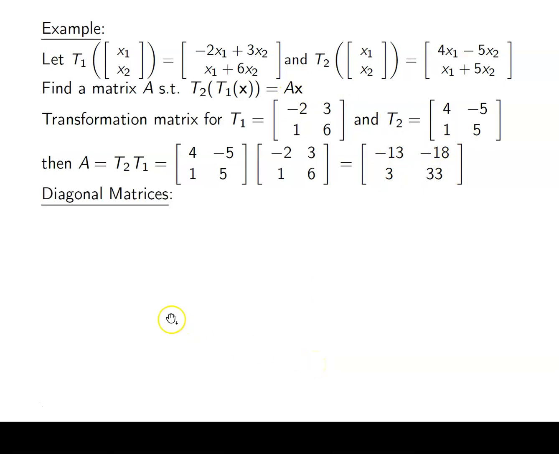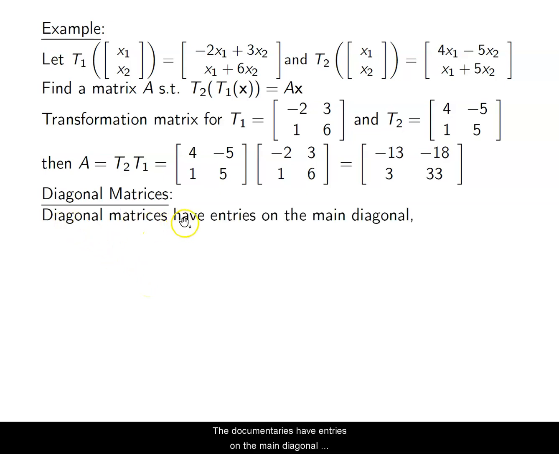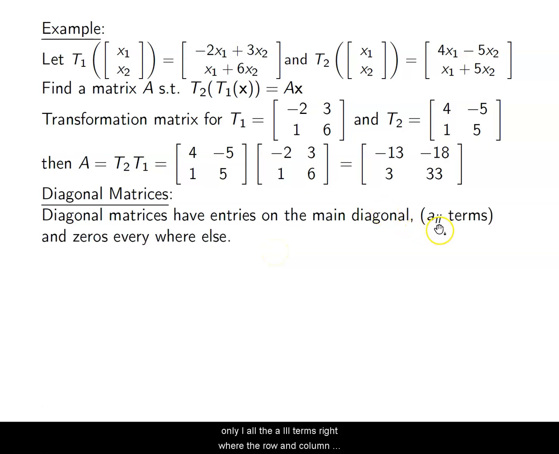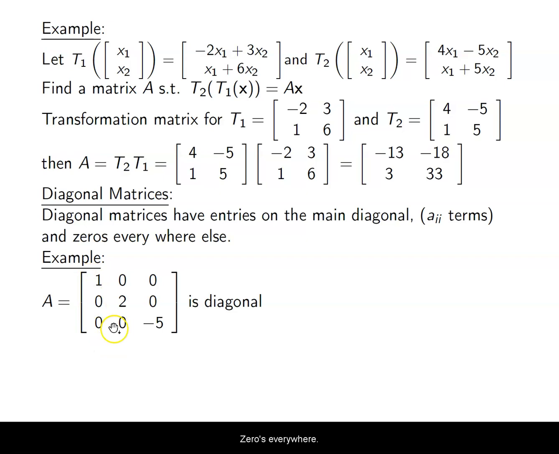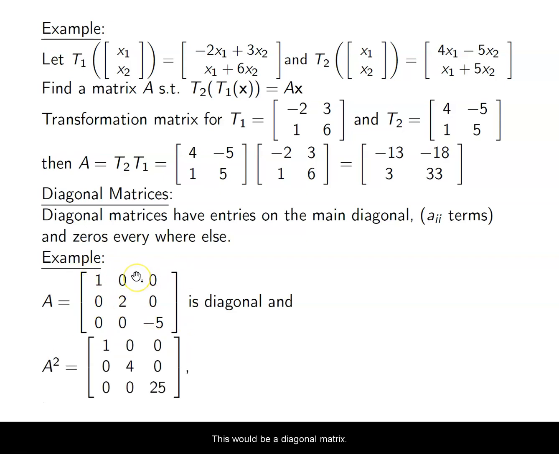Okay, diagonal matrices. A diagonal matrix is very, very similar to an identity matrix in that everything is zero except for the entries along the main diagonal. And the entries along the main diagonal do not have to be 1. So diagonal matrices have entries on the main diagonal only, right? All the I terms, where the row and column are the same, and zeros everywhere else. So an example, zeros everywhere except the main diagonal.